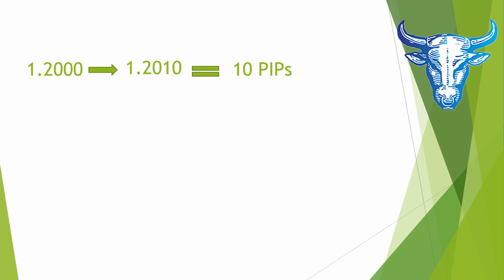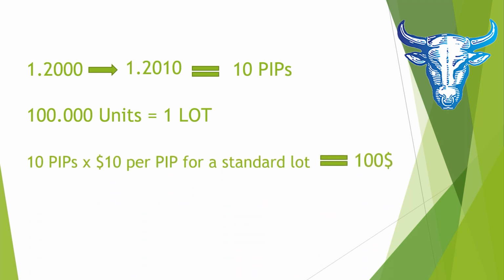For example, if you buy one lot of the euro against US dollar currency pair at 1.2 and sell it at 1.201, you would have gained 10 pips. If your lot size was 100,000 units of currency, your profit would be $100: 10 pips times $10 per pip for a standard lot.